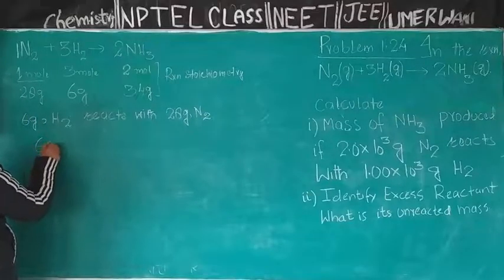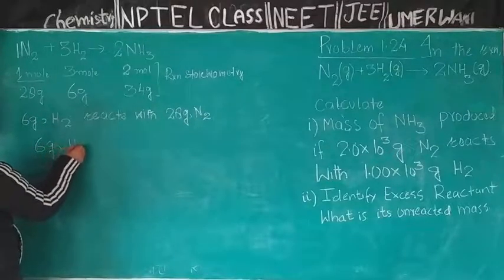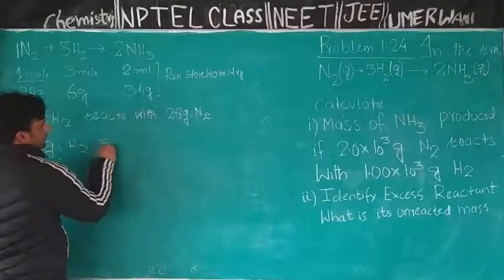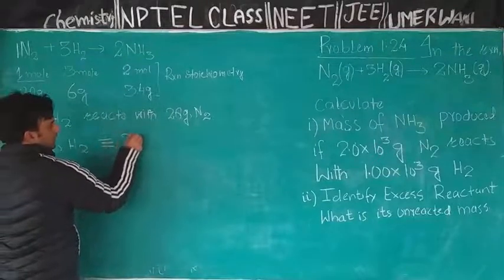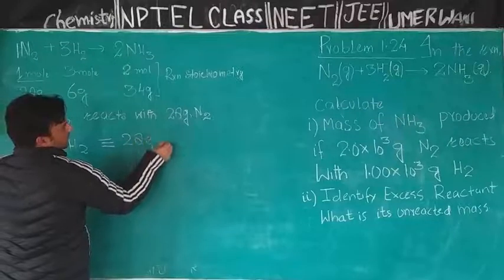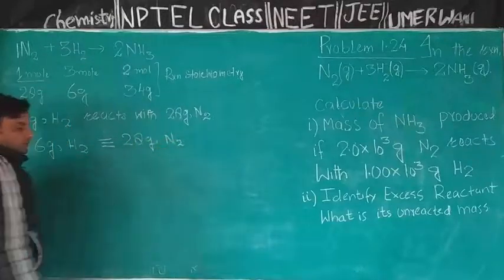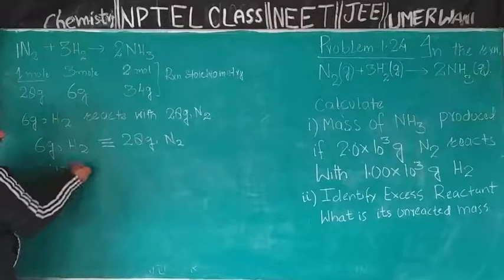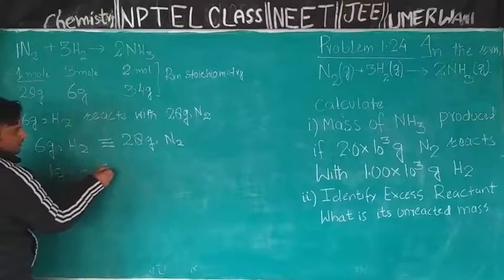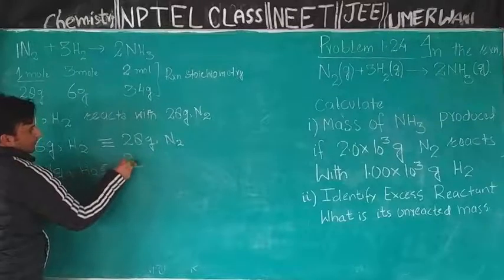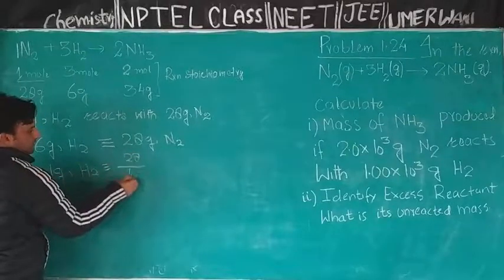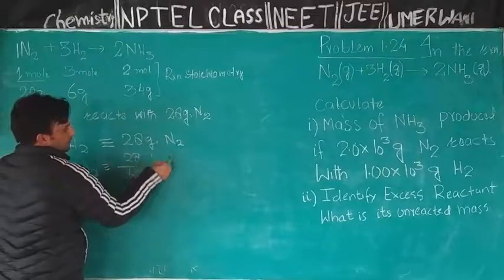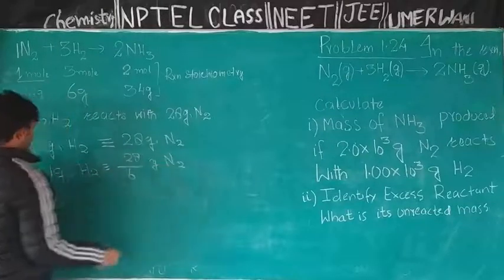Six gram dihydrogen reacts with 28 gram dinitrogen. 1 gram dihydrogen will react with 28 divided by 6 grams of dinitrogen.